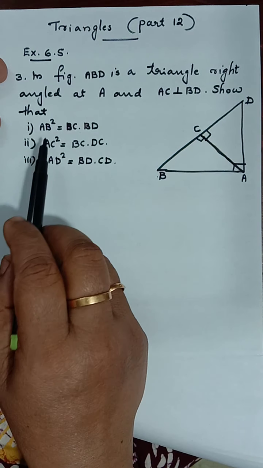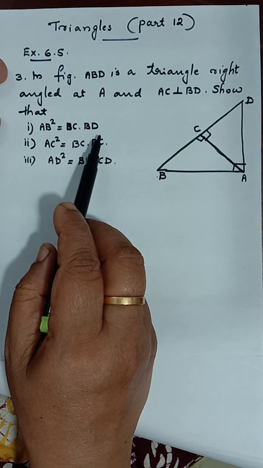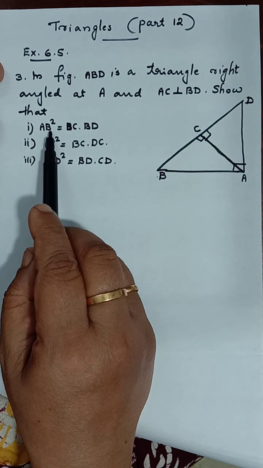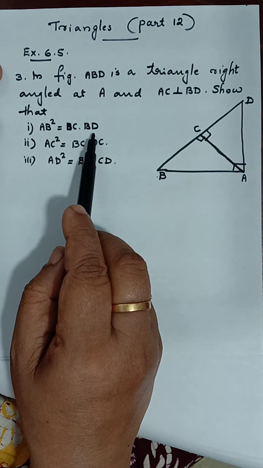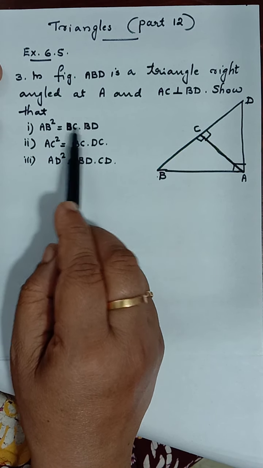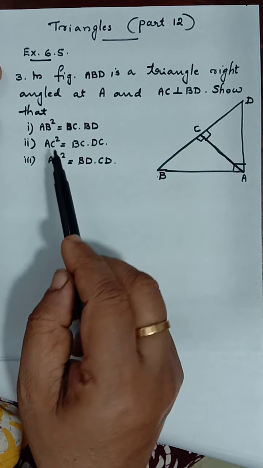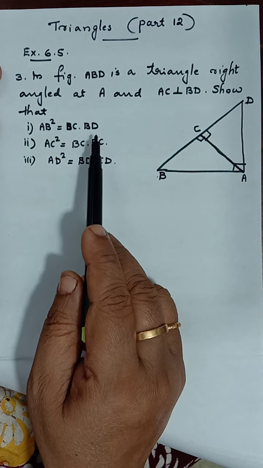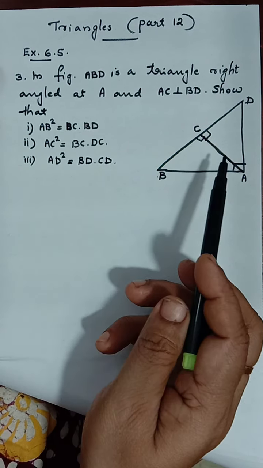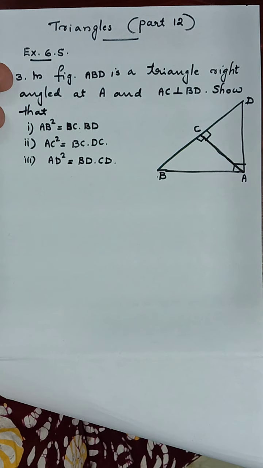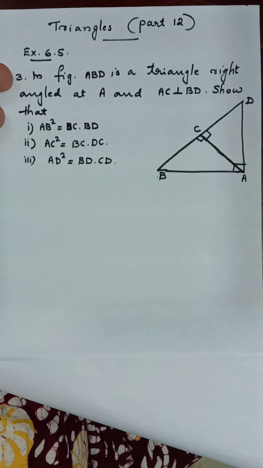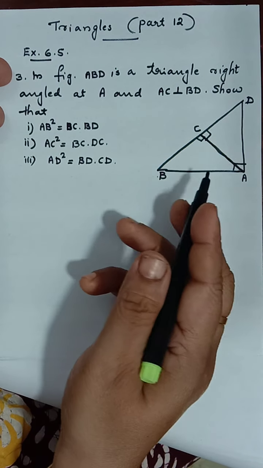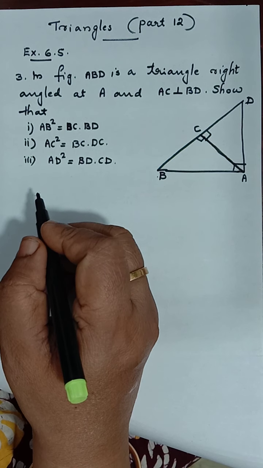Here you have to prove AB square is equal to BC into BD. That means it is actually a ratio. AB square means AB into AB, that is equal to BC into BD. So AB by BC equals BD by AB. It is a ratio. Similarly we have to prove the other two ratios. If the sides are in proportion, then the triangles should be similar. So similarity we have to prove now. If we prove similarity, we can say sides are proportional. So there are three similarities in this. Let us see what the similarities are.